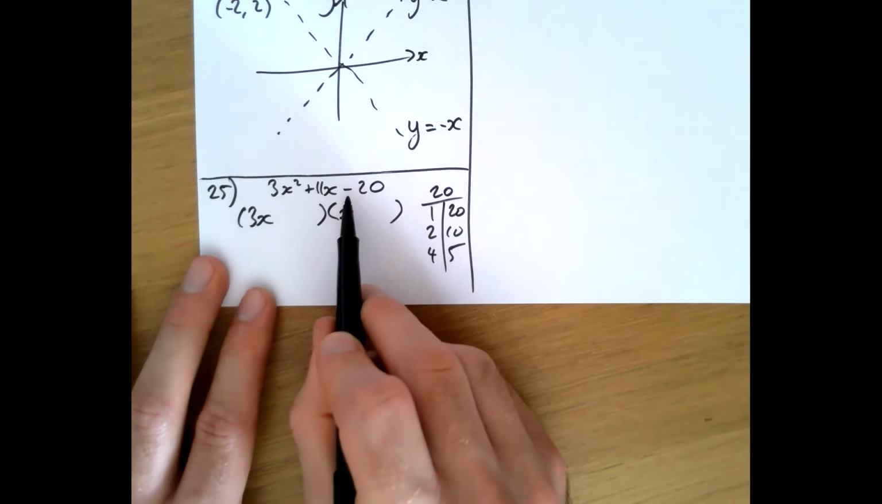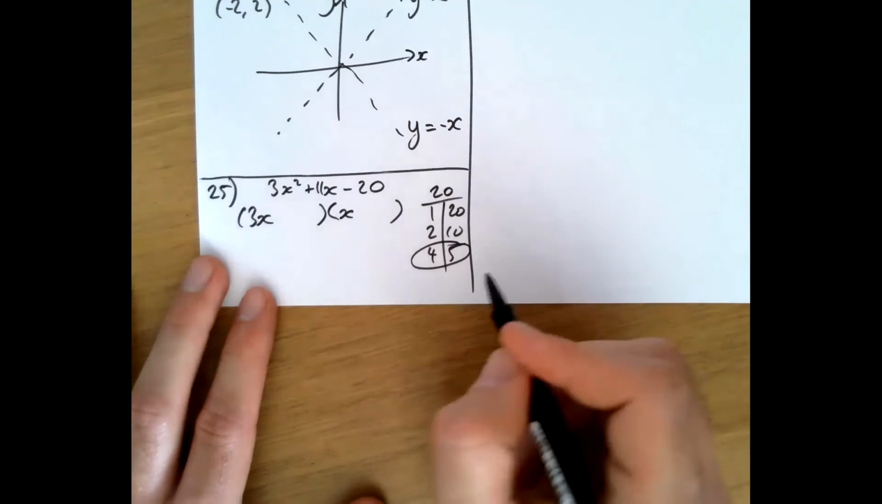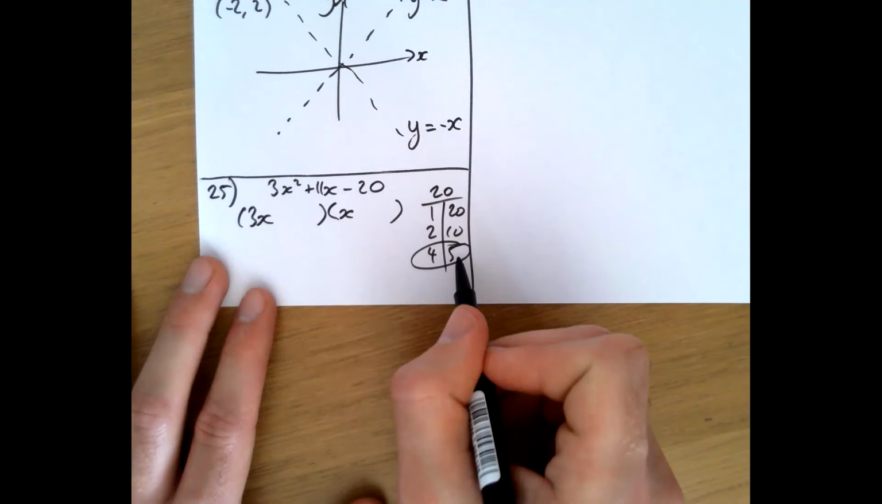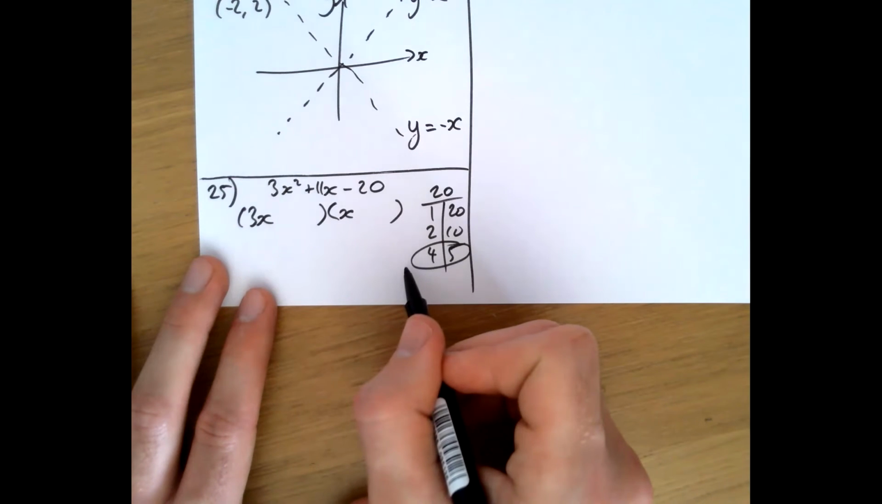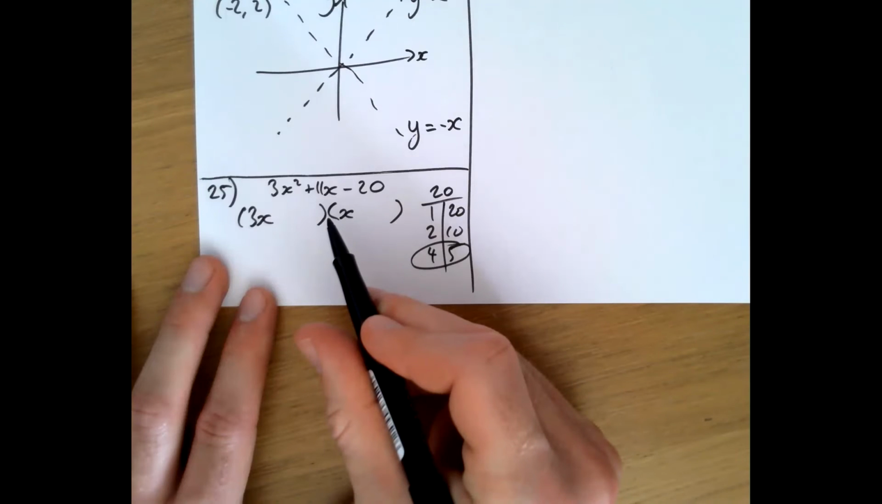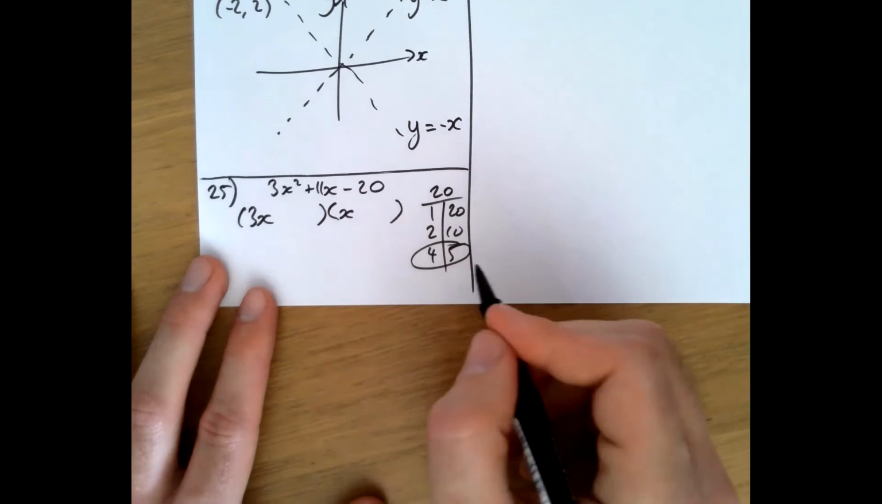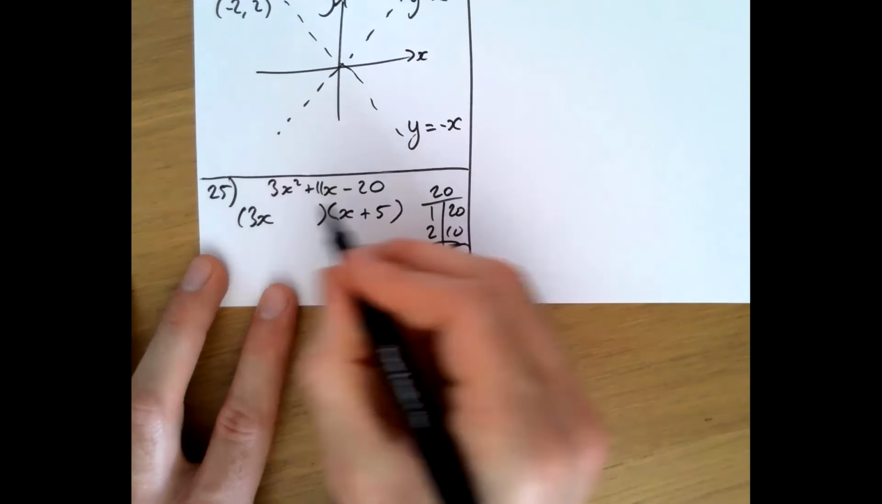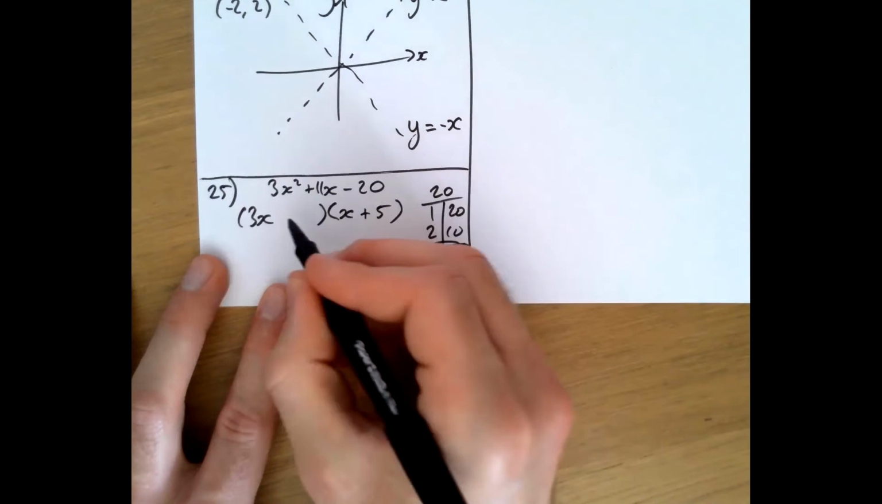And what you should see is that you've got 3 lots of 5 is 15. And then you want to take away the 4. And that's going to give you 11. Because I want 3 lots of 5, it needs to go in the opposite bracket. So 3 lots of 5 is 15. I want to take away 4. So that's going to be what my final answer is.